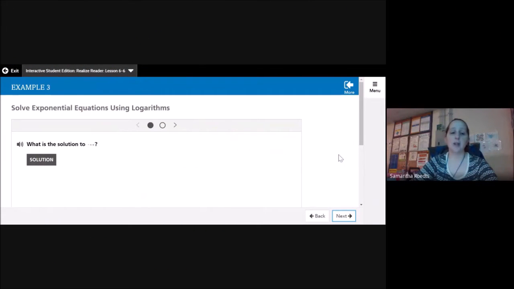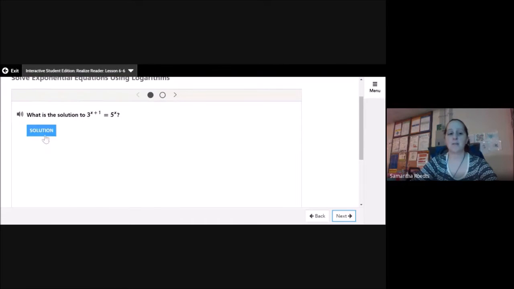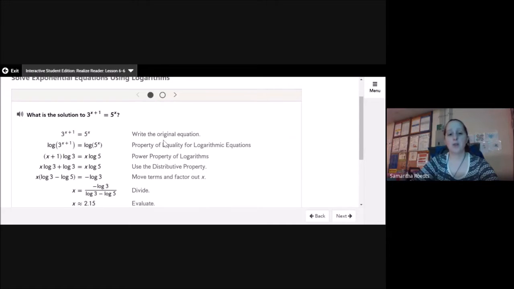Example 3, solve exponential equations using logarithms. So what is the solution to 3 to the x plus 1 equals 5 to the x? Okay. So I'm going to write the original equation, then I'm going to change it to a logarithm using the property of equality for logarithmic equations. So log 3^(x+1) equals log 5^x.